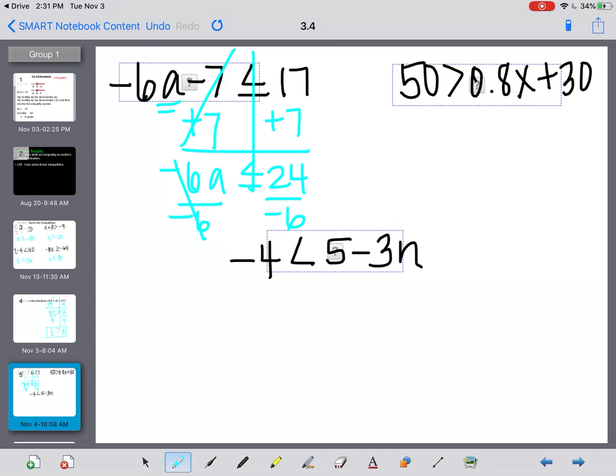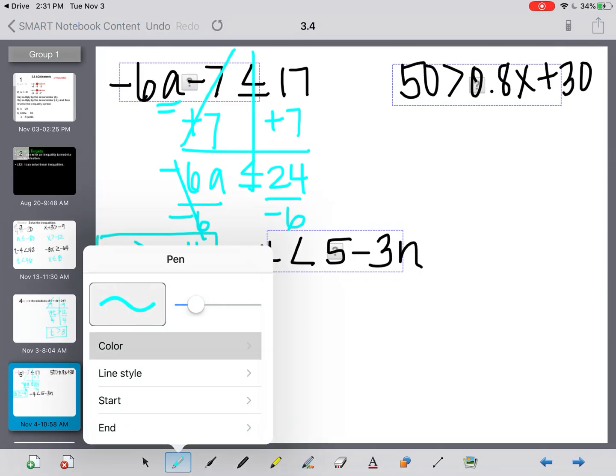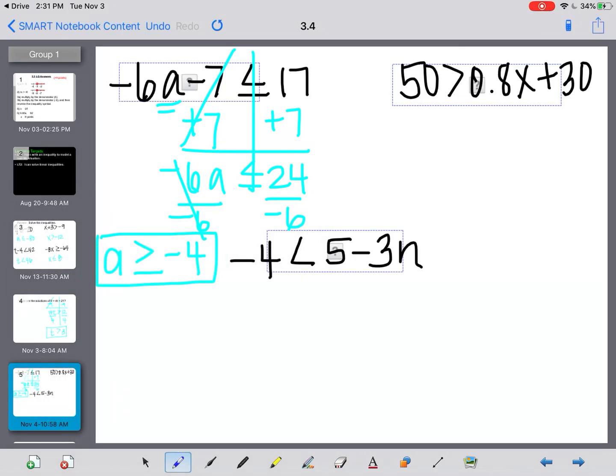Then we're going to divide by a negative 6. And if you remember the rules from yesterday, anytime that I multiply or divide by a negative, I have to reverse or switch my inequality symbol. So I'm left with a on this side, and now instead of being less than or equal to, it will be a greater than or equal to, and 24 divided by negative 6 is negative 4.